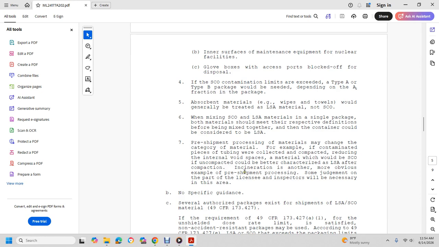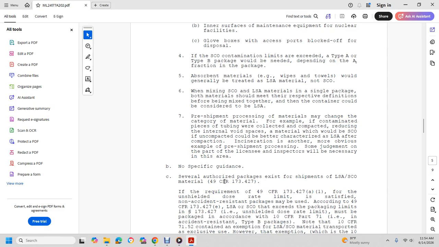Consideration of the more obvious examples of pre-shipment processing and some judgment on the part of the license inspector will be necessary, as there are no specific guidelines in this area.